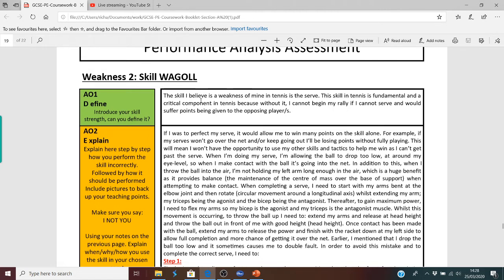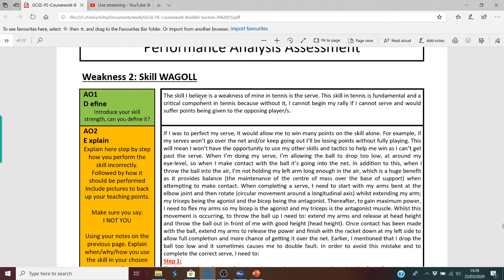In addition to this, when I throw the ball into the air, I'm not holding my left arm up long enough, which is a huge benefit as it provides balance, which is the maintenance of centre of mass over the base of support when attempting to make contact.